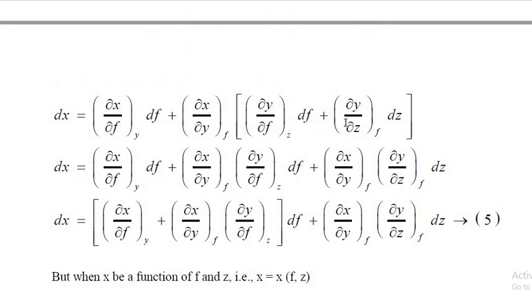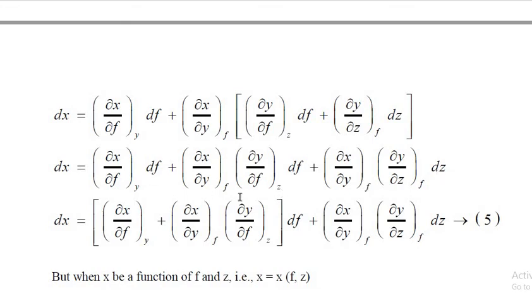So that is what is written here. And now with this term, the first term remains the same. With the second term, multiply each term inside the bracket. So you will get ∂x/∂y at f into ∂y/∂f at z into df plus ∂x/∂y at f into ∂y/∂z at f into dz.